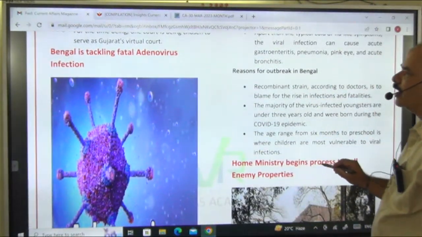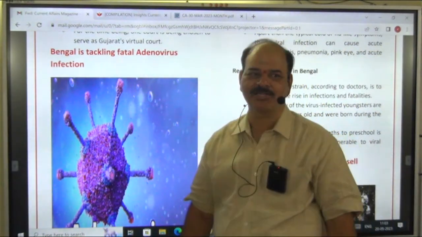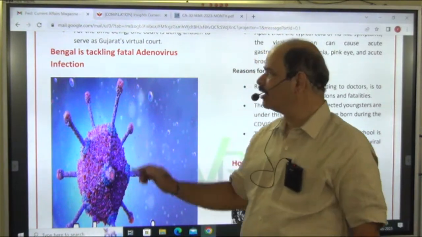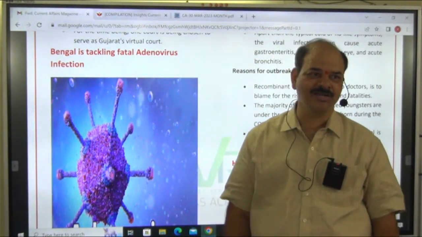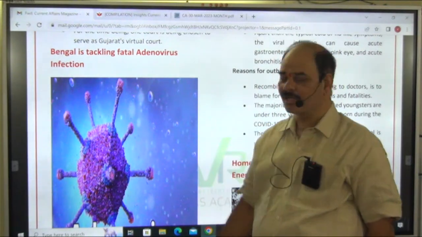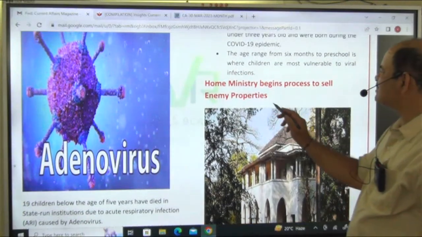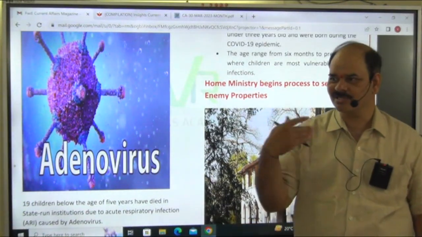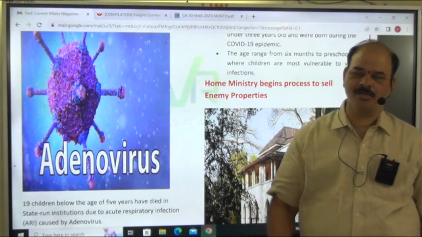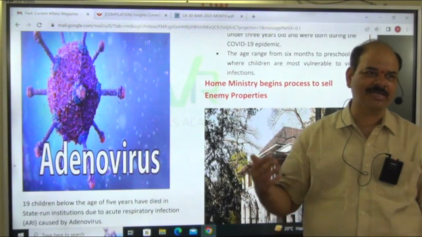Now, Bengal is tackling fatal adenovirus infection. Of course, I am not the right person to teach this. But still, you remember this. It is the problem with the small children below 3 years of age. It is like flu. Now, Home Ministry begins process to sell enemy properties. Means the people who went to Pakistan or a smuggler, something like that.